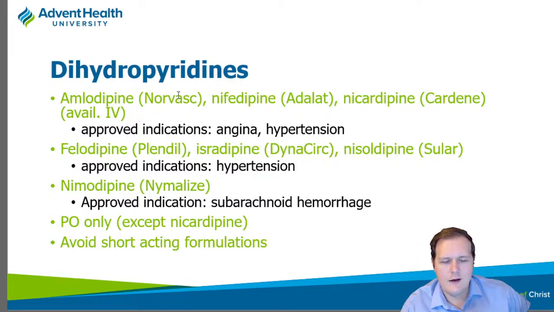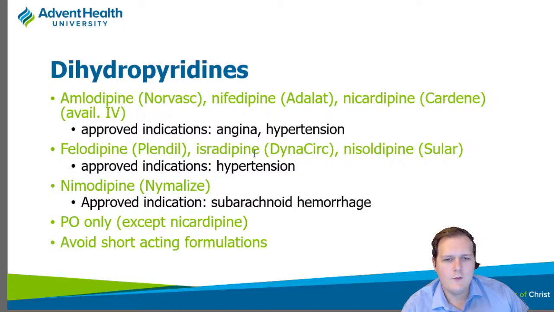These are going to be very different from verapamil and diltiazem because they are going to be just working on the blood vessels. They don't really have any direct effect on the heart. They're going to have some indirect effects on the heart, as we'll see in a few moments. This includes things like amlodipine, nifedipine, and nicardipine. They have felodipine, isradipine, nisoldipine, and then nimodipine. Obviously, you can tell it's a dihydropyridine because it ends with dipine at the end of the name, okay?